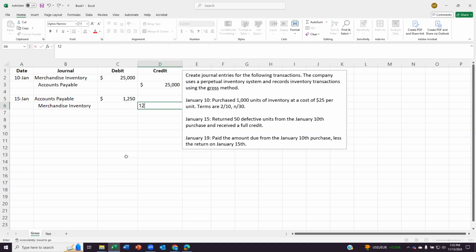Finally, on January 19th, we pay for this, and we're paying within the discount period, right? The terms were 2% discount if we paid within 10 days. Since the purchase was dated the 10th and we paid on the 19th, we're paying within that discount period. So we're going to get a discounted price. When we go ahead and pay for it, the whole amount that we owe is going to have to come off of the accounts payable.